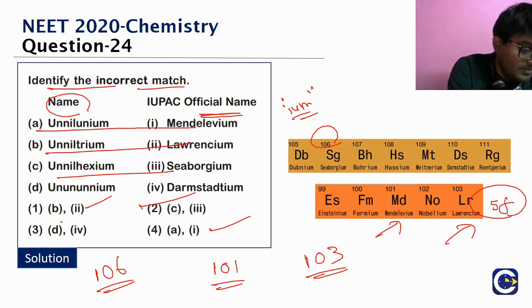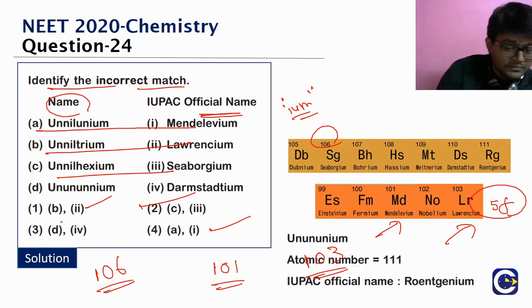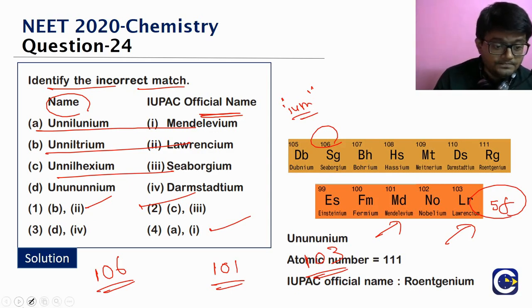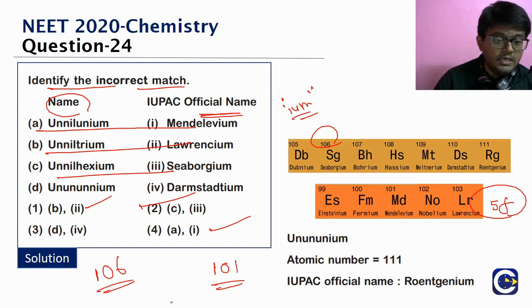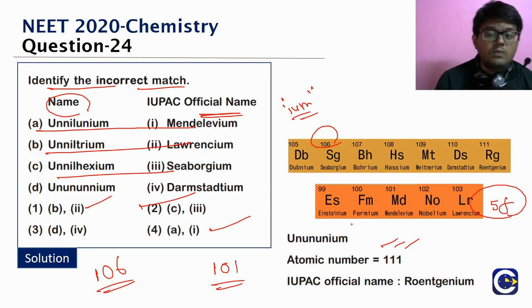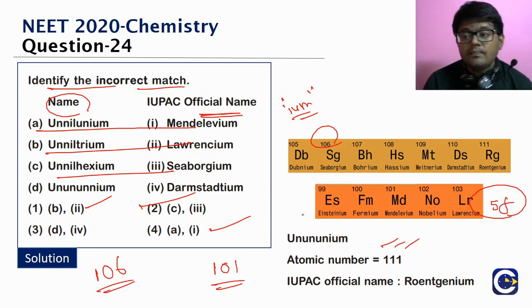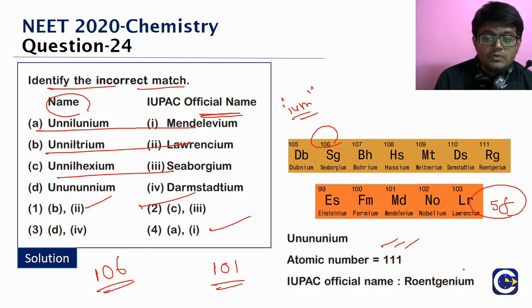So we will be able to conclude if you are confident. What is the next match? Un, un, unium. So what does it mean? 1, 1, 1. Un is 1, another un is 1, another un is 1. Okay, 1, 1, 1. What is the element with atomic number 111? It is Roentgenium.